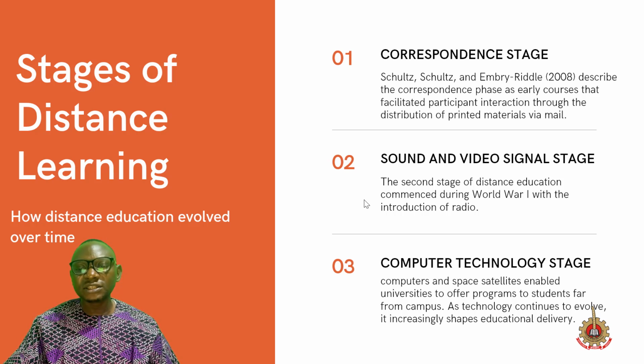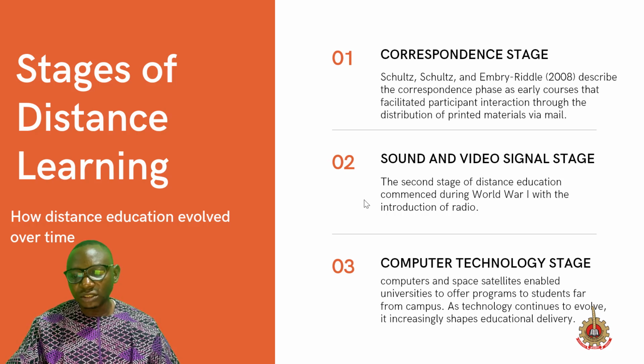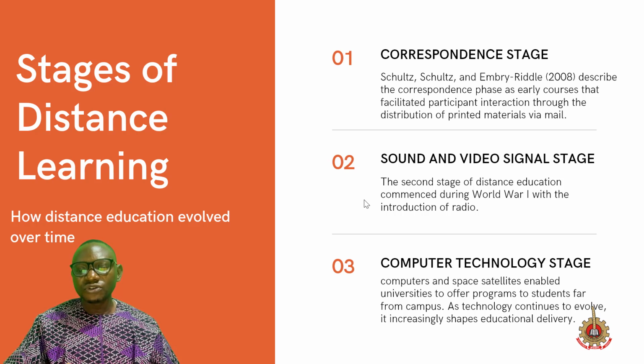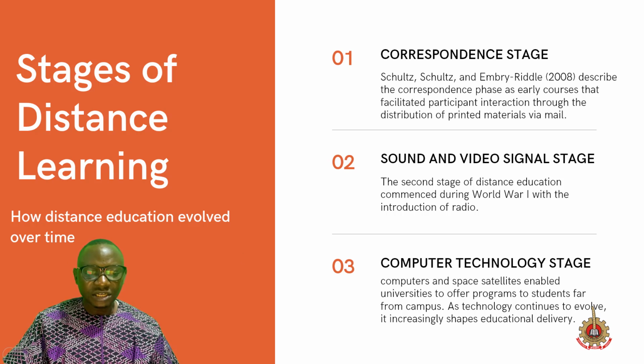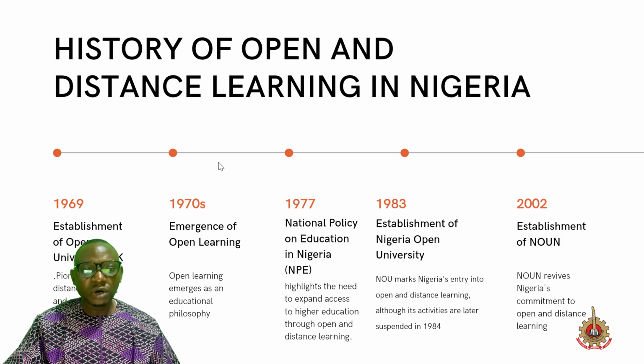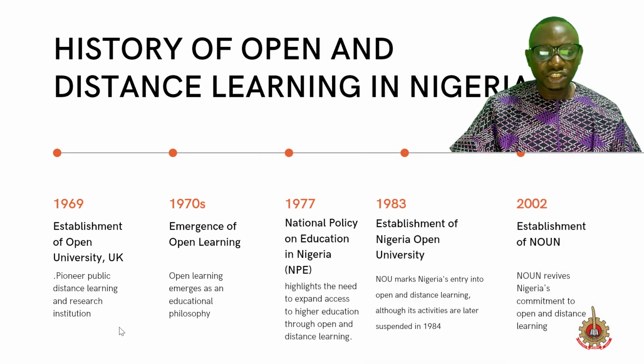The third phase is the computer technology stage, which is the stage where we are. Computer and space satellites enabled university to offer program to students that are far away from campus. And as technology continue to evolve, it increasingly shapes educational delivery. That is where we are today as you all are participating in this learning process. Now let us look at history of open and distance learning and how it relates to Nigeria.